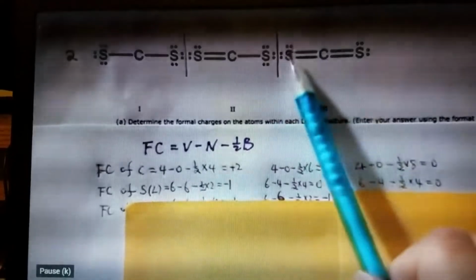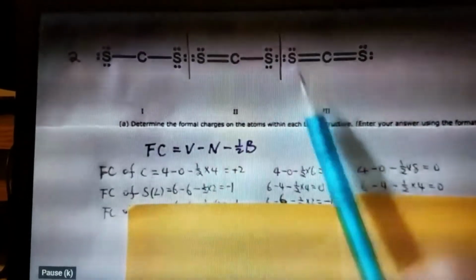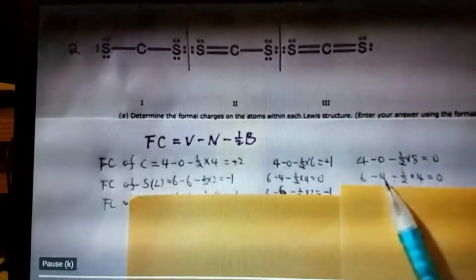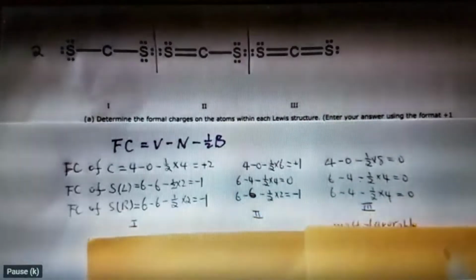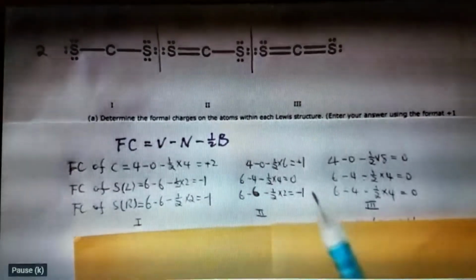For the one on the left, it should be the same as the right, the same thing, all right? So that should be 6 valence electrons for sulfur, 2 lone pairs, then 4 non-bonding electrons, and then 1 double bond, which means that total of 4 bonding electrons times 1/2, that's also 0. And the one on the right-hand side is the same. All right, so that's for the 3 resonance structures.